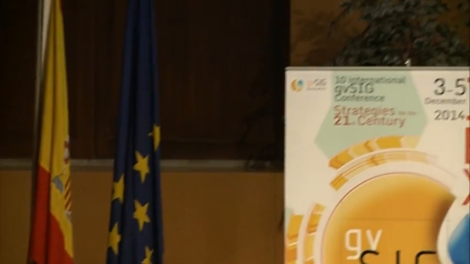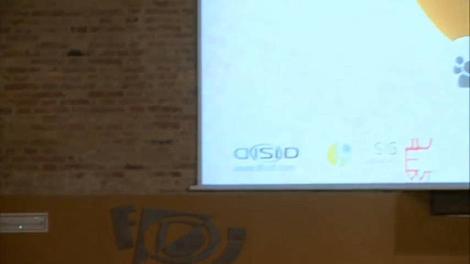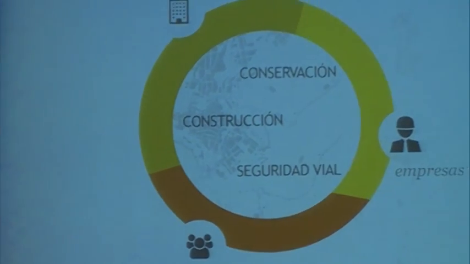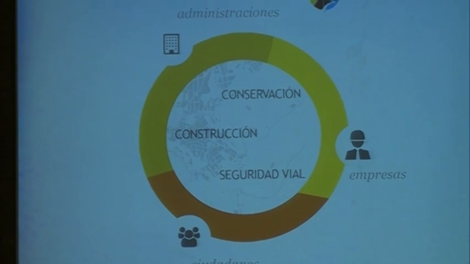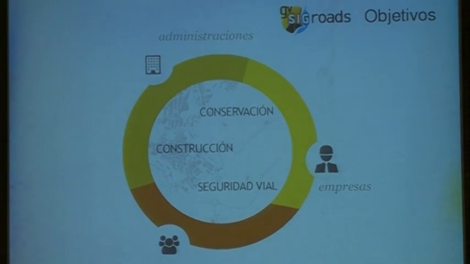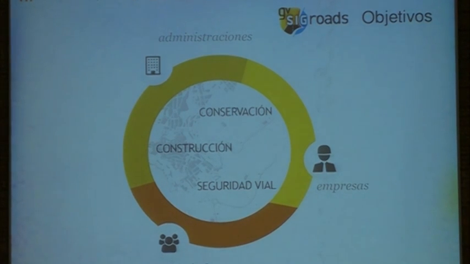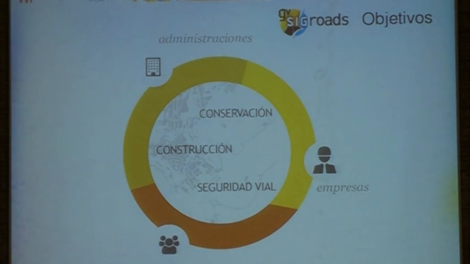What is the purpose of gvSIG Roads? Well, infrastructures and road infrastructures have diverse problems, works, expropriation, new projects, new works, and different levels of the administration get involved, different departments and organizations. And then we have the contractors, the companies that do the works on the infrastructure, and the citizens as well, all of us who are the users of road infrastructures and the payers.